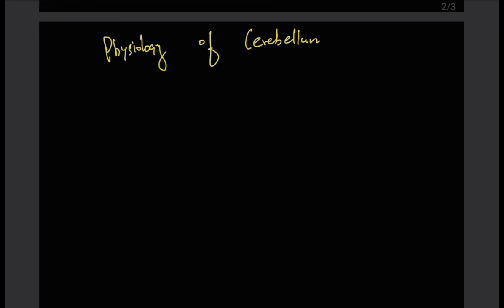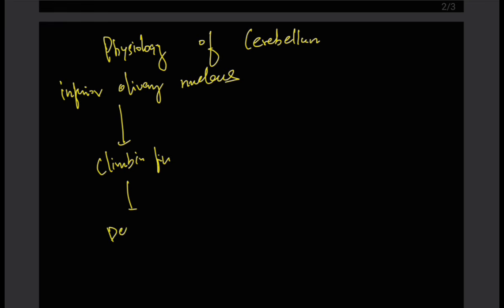The basic physiology is that the cerebellum receives sensory input and gives motor output. It has both a start pathway and a stop pathway. The start pathway starts from the inferior olivary nucleus. After the inferior olivary nucleus, it goes through climbing fibers, then to the deep cerebellar nuclei: the emboliform, dentate, globose, and fastigial. So these are called deep nuclei.